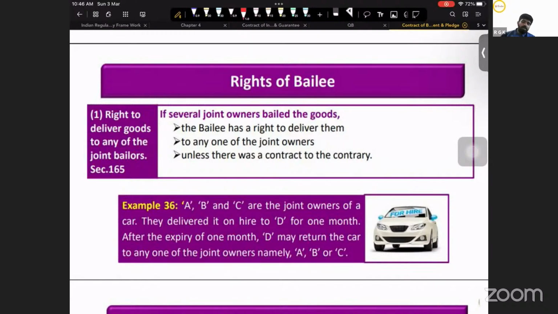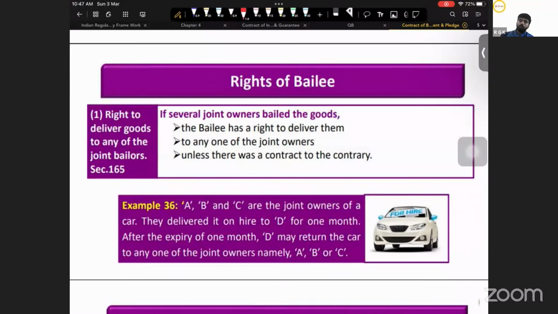Right to deliver goods to any of the joint bailers. If several joint owners bailed the goods, the bailee has a right to deliver them to any one of the joint owners, unless there was a contract to the contrary. That means if it is specifically agreed that the goods must be returned to a particular joint owner only, then it becomes compulsory to return it to him. However, where there is no such agreement, the bailee can return it to any one of the joint owners.